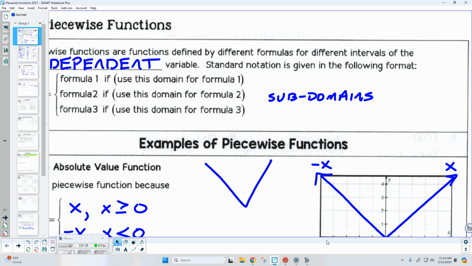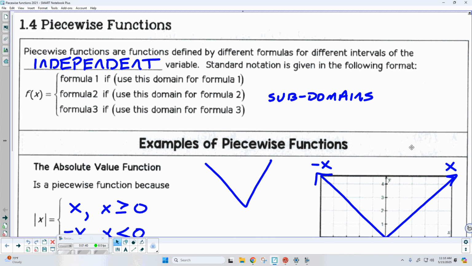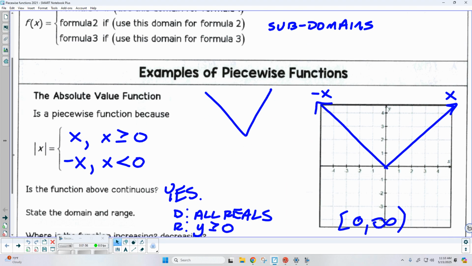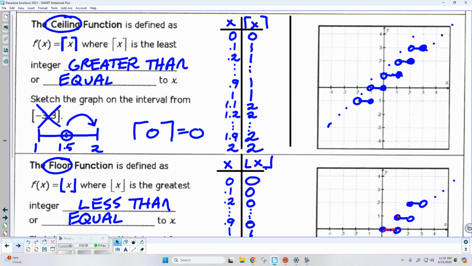So we've been recently talking about piecewise functions. They're defined by different formulas for different intervals of the independent variable. So basically, you're taking parts or pieces of different graphs, and you're putting them together into a new sketch. And we saw yesterday that absolute value is a piecewise function. And I introduced you to the step functions, the floor function and the ceiling function. And everybody seemed to respond pretty well to those.